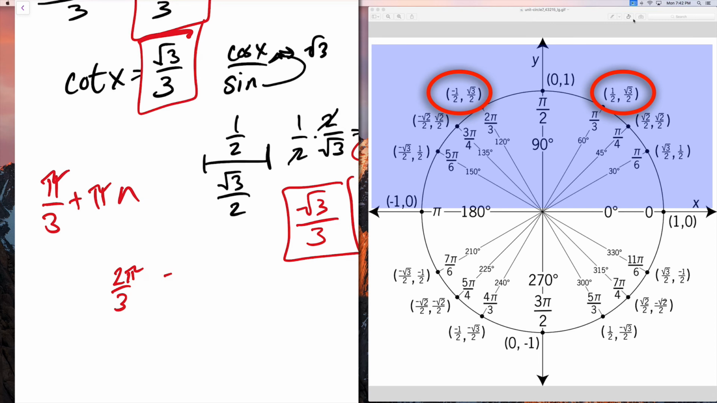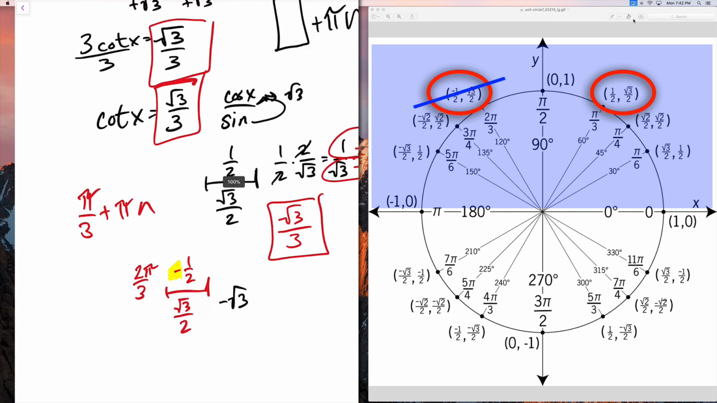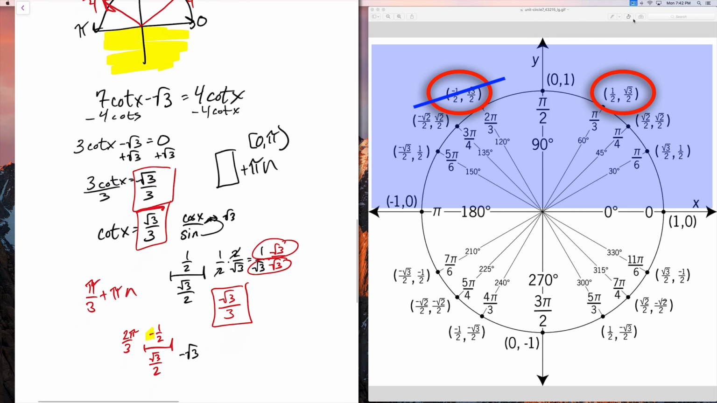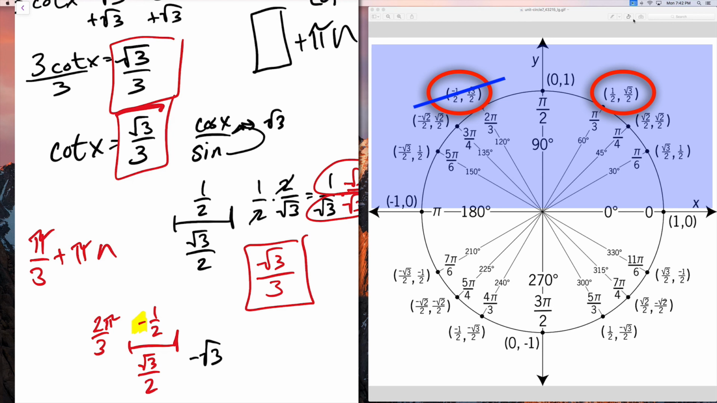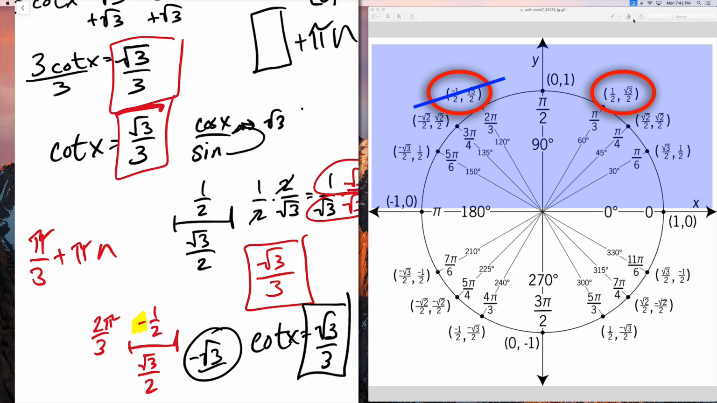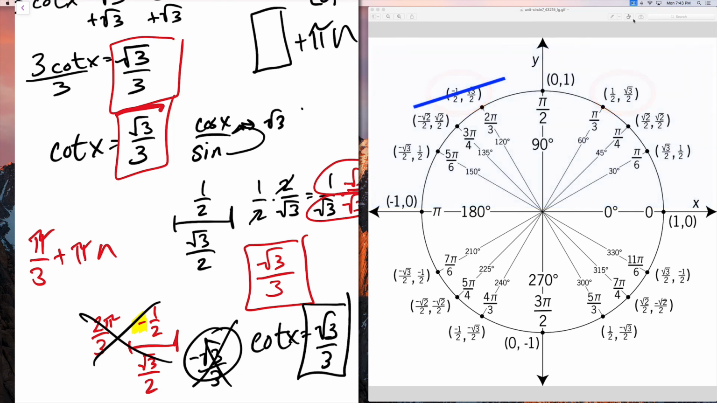Cosine, see that negative sign on 1/2 already? Already I know this isn't going to work because of this negative sign. This negative sign is going to make my overall answer negative square root of 3. But if you notice, where's my answer? My answer here, which I found to be cotangent x equals square root of 3 over 3, there is no plus minus, it's only a plus. And here I have a negative. So that means this cannot work. 2 pi over 3 will not work. Only pi over 3 plus pi n. Okay, that does it.